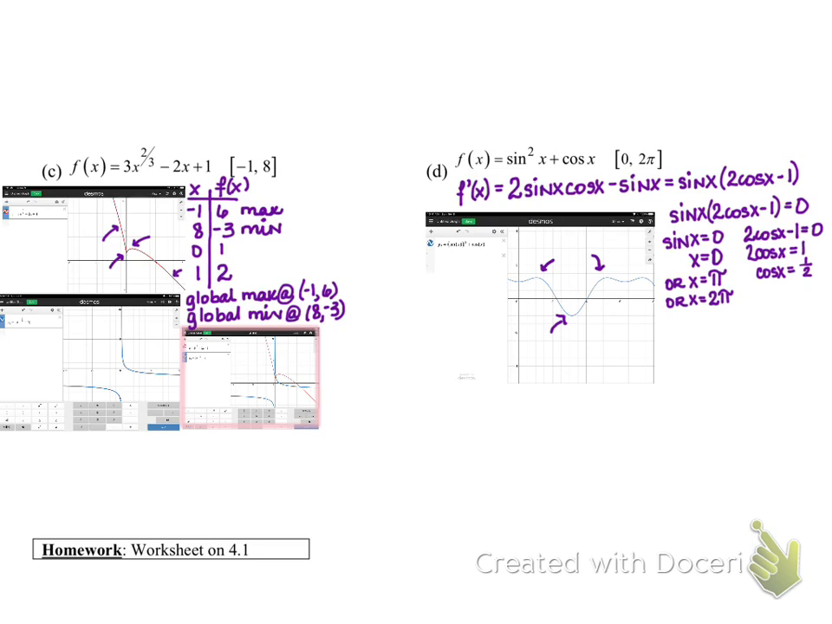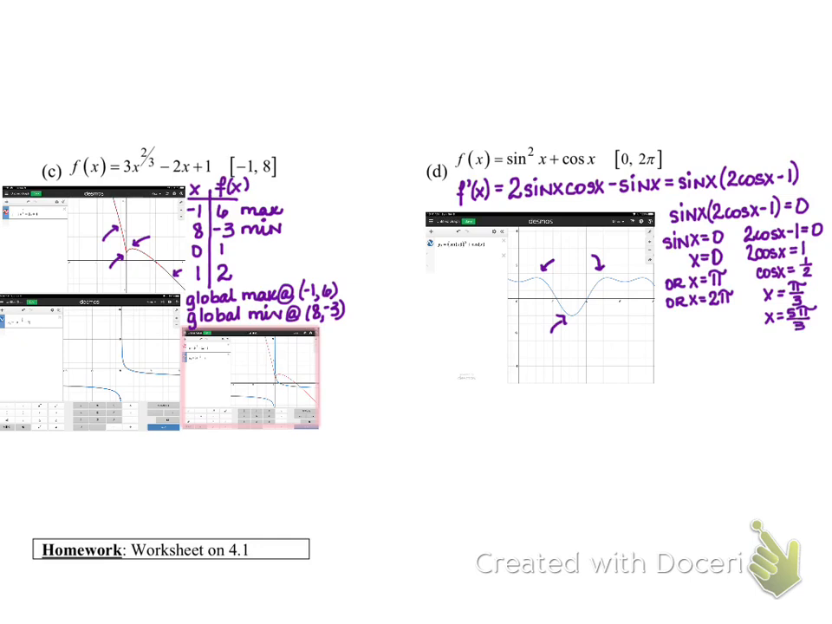A lot of this is pretty straightforward until we get to the cosine of x equals 1/2. When we get the cosine of x equals 1/2, we need to solve for x using our 30, 60, 90 triangles and/or our unit circle. And we see that x equals pi over 3. And oops, I said 2 pi over 3, didn't I? I meant to say 5 pi over 3.